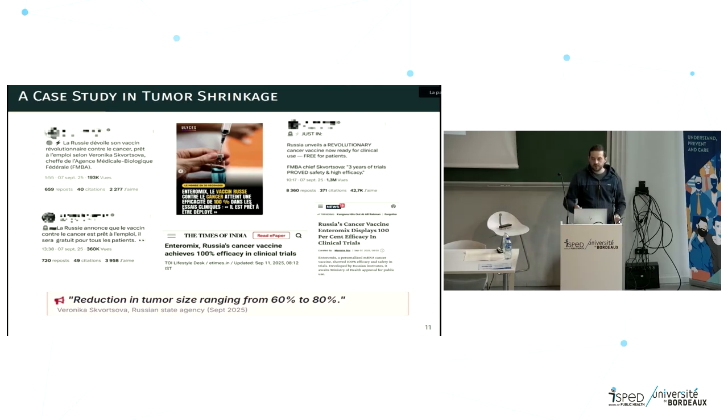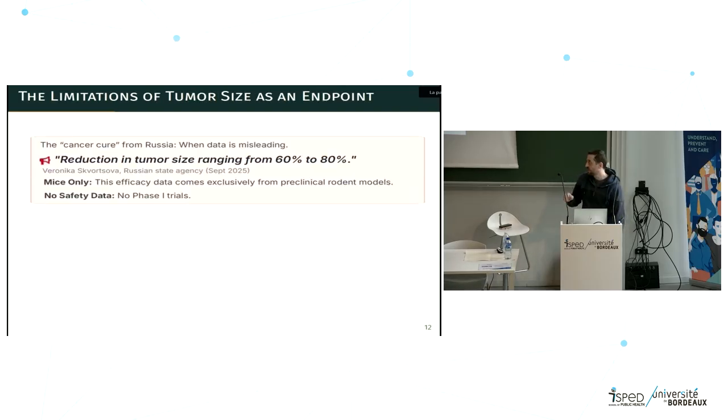So I looked, where does this come from? There is an official statement from the Russian state agency that says we saw reduction in tumor size ranging from 60 to 80%. Wow, good, interesting. Must be a good treatment. Not really. When you look more carefully, those are only animal models, mice. There is no phase 1 trial as of today.